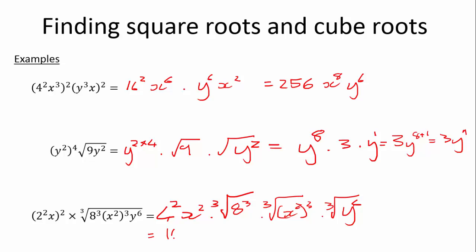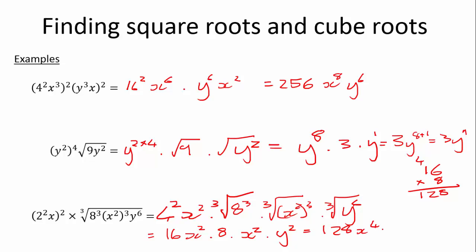So 4 squared is 16 times x squared. 8 cubed, the cubes cancel out, so that leaves 8, times x cubed, ooh, those cancel out the cubes again, so that's x squared. That's to the 6, so that's going to leave y squared. What is 16 times 8? We can use long multiplication. 8 times 6 is 48. We put our 8 and carry the 4. 8 times 1 is 8, plus 4 is 12. So we've got 128. So that is equal to 128 times x to the 4 times y squared. And that is our answer.